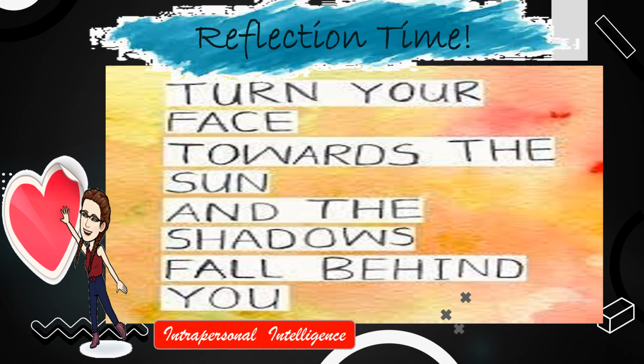Turn your face towards the Sun and the shadows fall behind you. Now a lot of things are happening around us. We may feel sad, but let's turn our faces towards the Sun. So that means let's look at the light, and the light will be in front of us. So the shadows fall behind you.